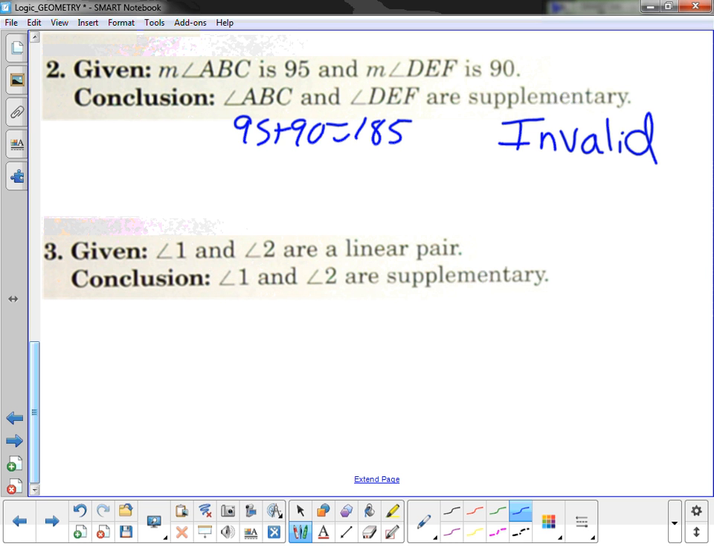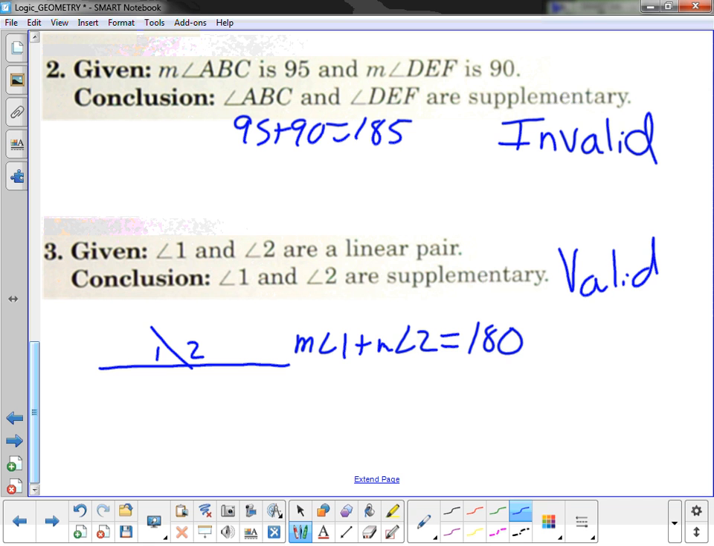If angle 1 and angle 2 are a linear pair, and I draw that out, so I got a line, I've got angle 1 and I got angle 2. So if I take the measure of angle 1 and I add the measure of angle 2, I get a line, and a line measures 180 degrees. And our conclusion would then be, if I had two angles that add up to 180, the angles had to be supplementary. So this is a valid conclusion, and that conclusion is based off of the fact that a linear pair, they make a line, which means we can use the law of detachment.